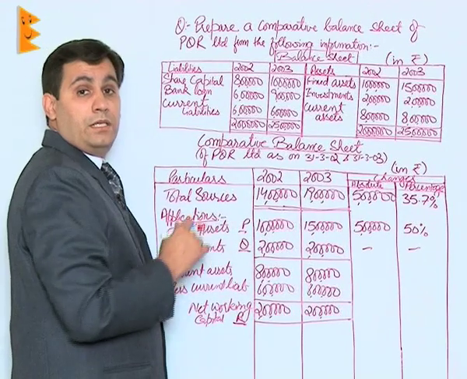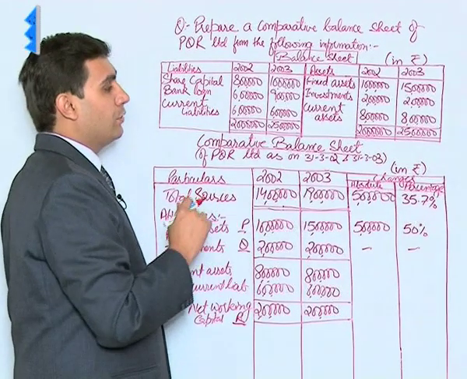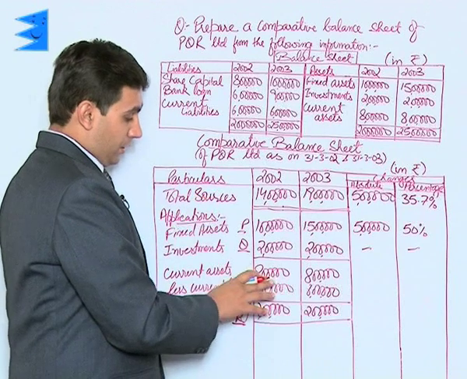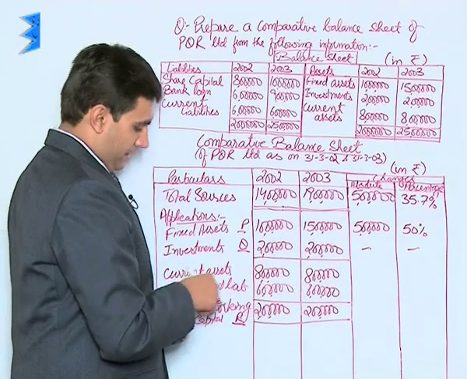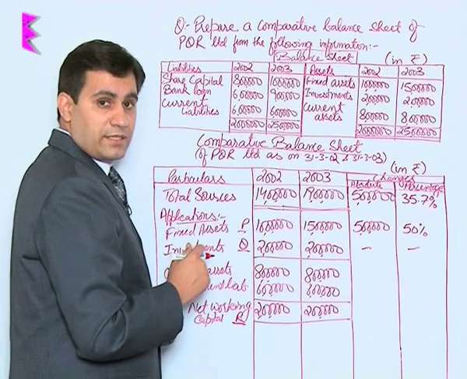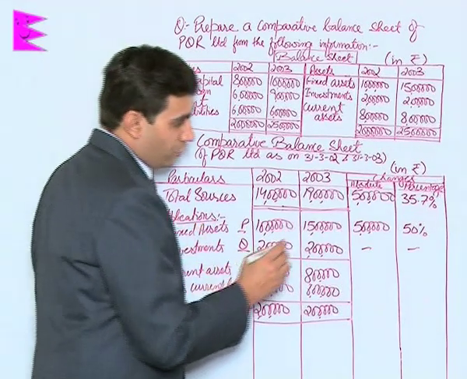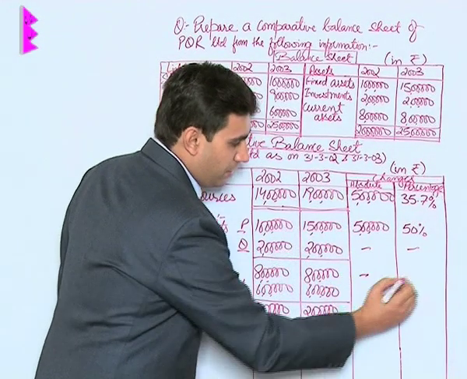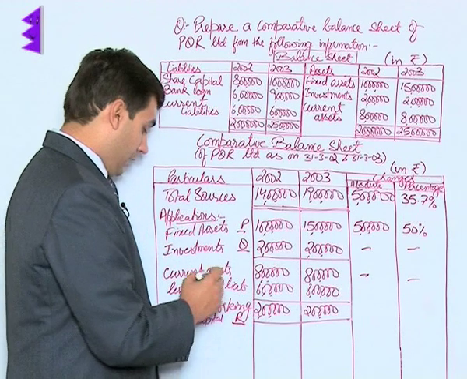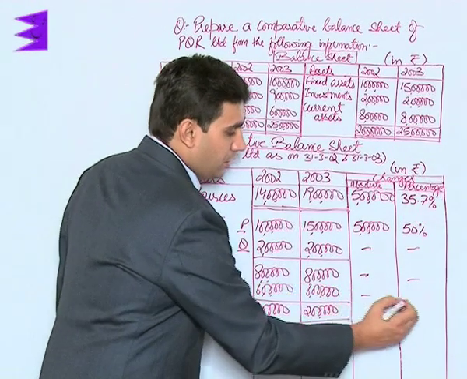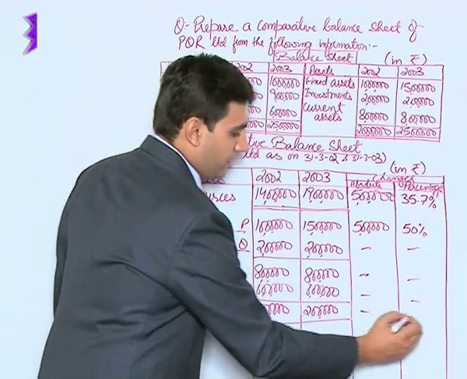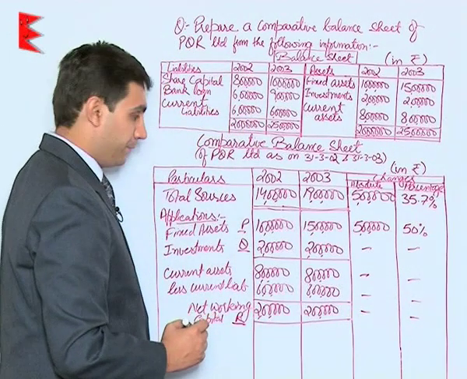Let us calculate the percentage change and the absolute change for these figures. For current assets, the figure remains same, that is 8 lakh for both the years. So absolute change is nil, percentage change would be nil. For current liabilities also it is nil, and for working capital also it is nil.